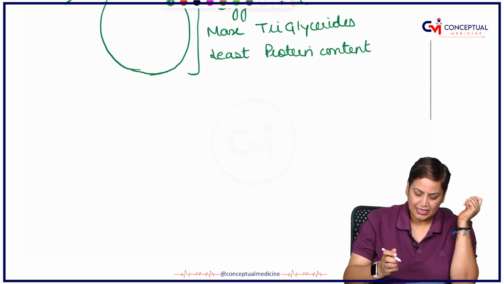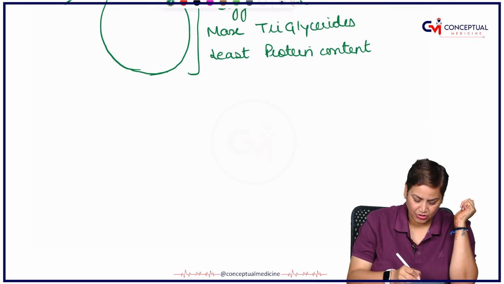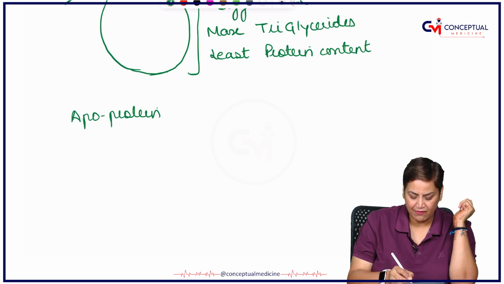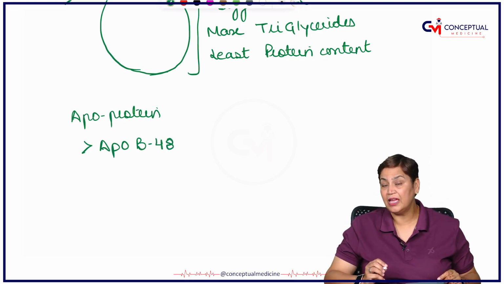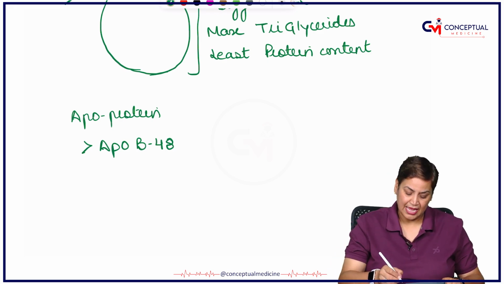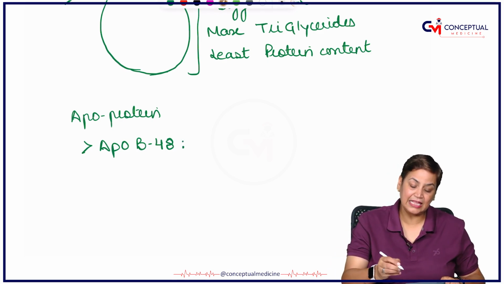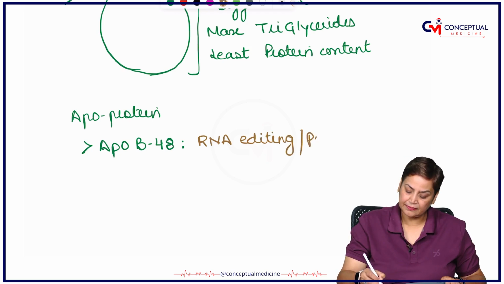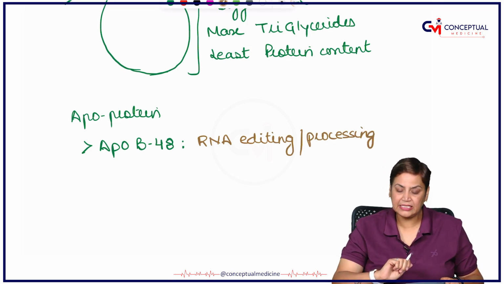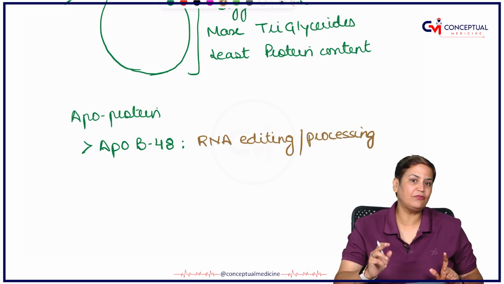If we talk about the apoproteins associated with chylomicrons, they have Apo B-48. Very, very important: this Apo B-48 is a specific apoprotein for chylomicrons. Apo B-48 is synthesized in the body by a process of RNA editing or processing. So Apo B-48 is the specific apoprotein for chylomicrons.